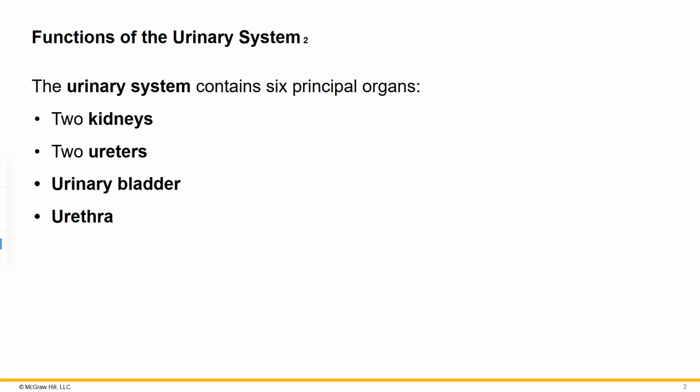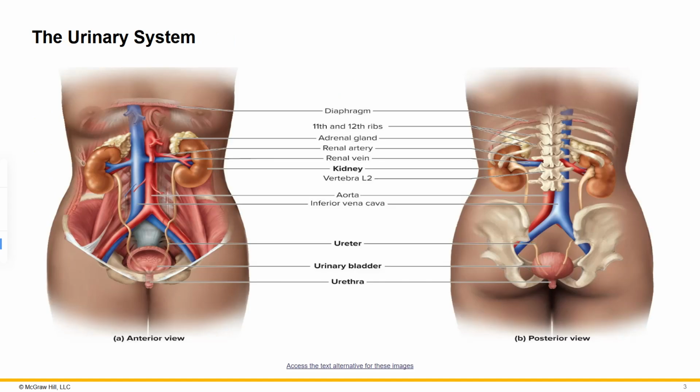The ureters are where urine is transferred from the kidneys down to the urinary bladder. The urinary bladder stores urine for later release, and the urethra is the tube that leads out of the body. The urethra is longer in the male versus the female, and this is why females are more likely to develop UTIs. So this is a diagram of the kidneys, the ureters, urinary bladder, and urethra.